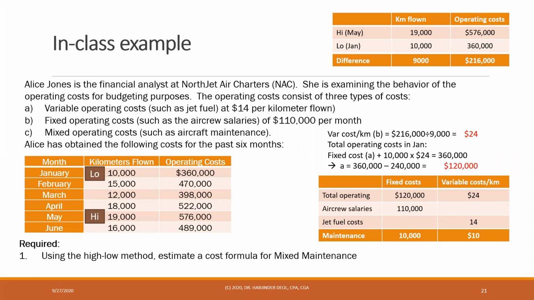So the breakup of that is $10,000 fixed cost and $10 per unit is the variable cost. So the cost formula for the maintenance cost would be Y equals $10,000 plus 10x. 10,000 is the fixed cost and $10 is the cost per unit, the variable cost multiplied with the activity level. Okay, so keep in mind this cost formula is for the maintenance cost, not for the overall operating cost.